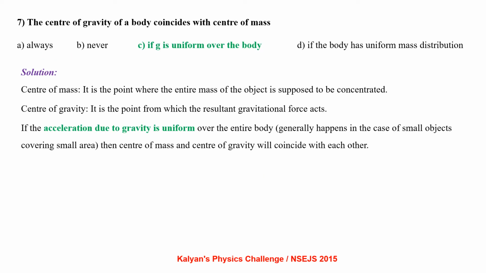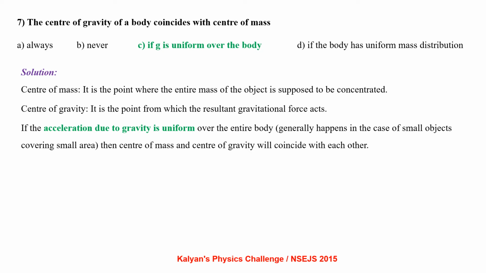The center of gravity of a body coincides with its center of mass. It happens always. It never happens. If g is uniform over the body, then it is possible. If the body has a uniform mass distribution, then it is possible.